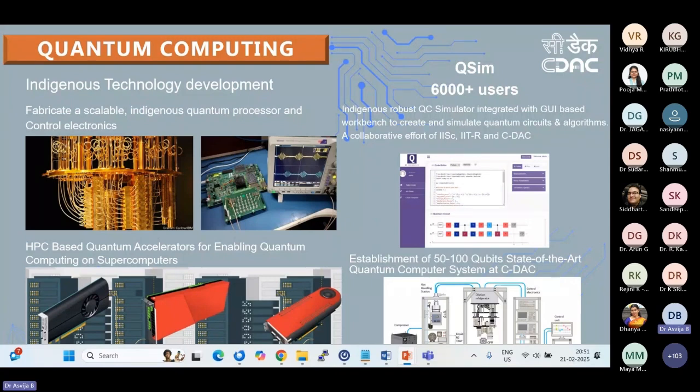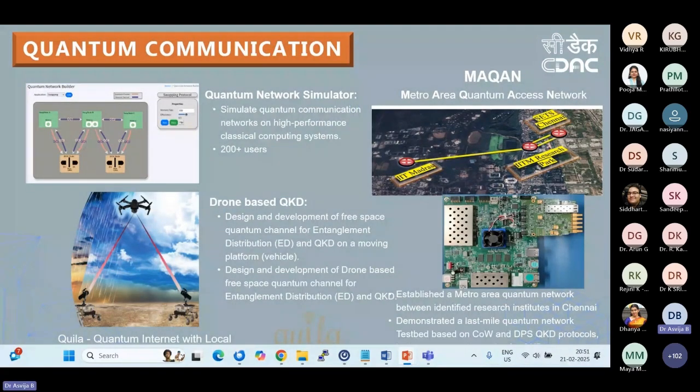And we are also in the process of setting up a physical superconducting-based quantum system in the range of 50 to 100 qubits at our Bangalore campus here. And in quantum communication also, we have been working on multiple projects.